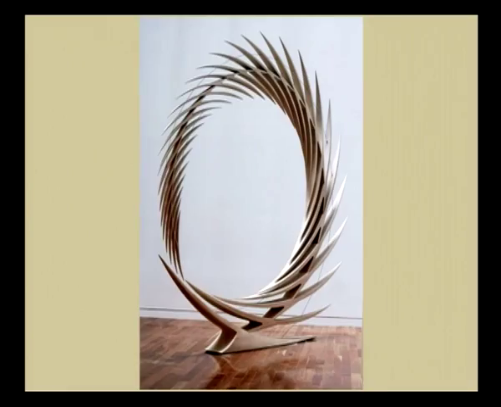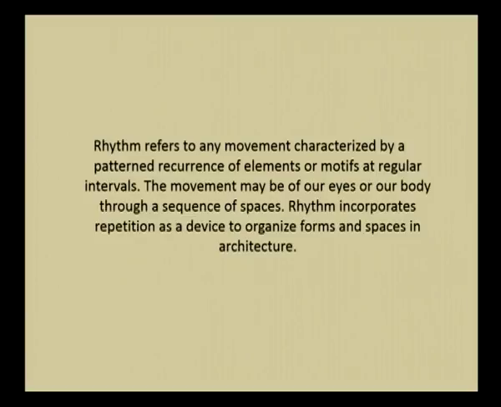Now we will see in detail about the aspect of rhythm or repetition in architecture. Again, as we discussed before, all these principles are not only there in architecture, they are applicable in any form of art, like sculpture also. If you have repetition in a sculpture or an art, it brings beauty to it. Rhythm refers to any movement characterized by a pattern, recurrence of elements or motifs at regular intervals.